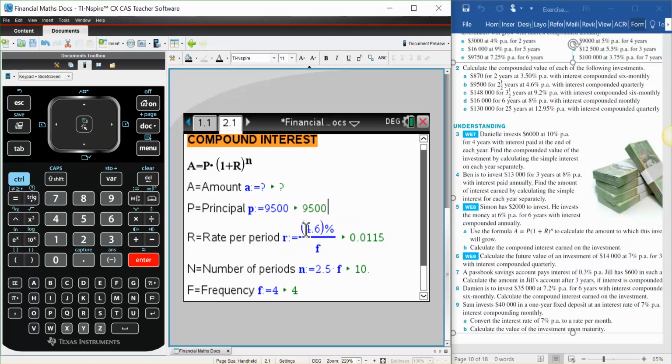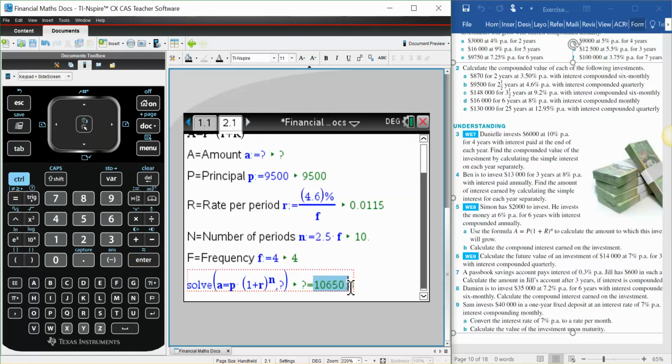If we hit enter on all of them, we can see that the total amount at the end is $10,650.80. If we deduct the initial principal, we can get a result somewhere around $1,150 as the actual interest on this investment.